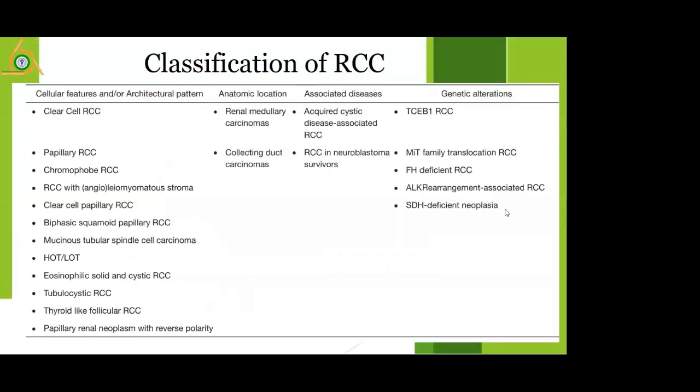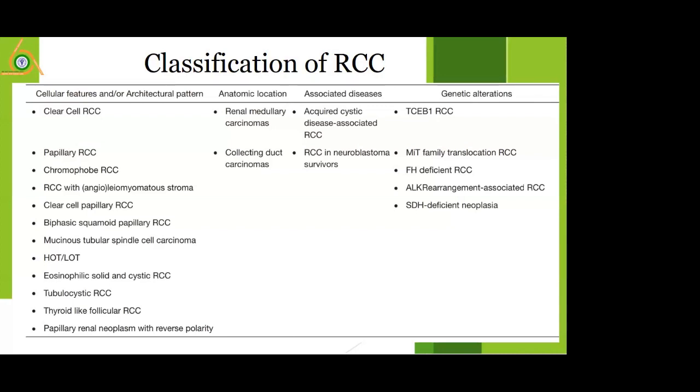So when we talk about the classification of RCC, conventional RCCs, the classification has been either based on cellular features like clear cell, papillary, or chromophobe, or the main architecture like whether it's papillae or tubules, or it has been based on anatomic location, where if it is arising from medulla, renal medullary carcinomas, collecting duct carcinoma, associated diseases like acquired cystic disease associated RCC. And of late, in the last decade or so, I'll say 15 years or so, since the molecular came into picture, we have had molecularly defined RCCs.